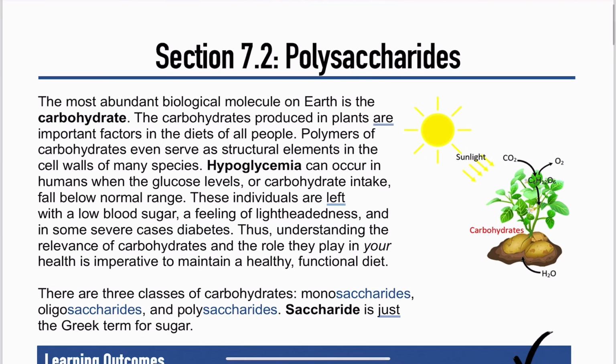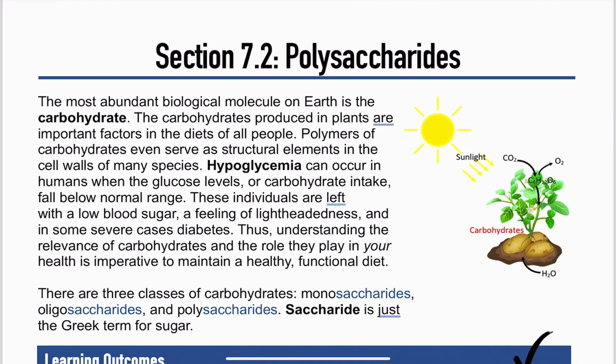Hypoglycemia can occur in humans when the glucose levels or carbohydrate intake fall below normal range. These individuals are left with a low blood sugar, a feeling of lightheadedness, and in some severe cases, diabetes. Thus, understanding the relevance of carbohydrates and the role they play in your health is imperative to maintain a healthy and functional diet.